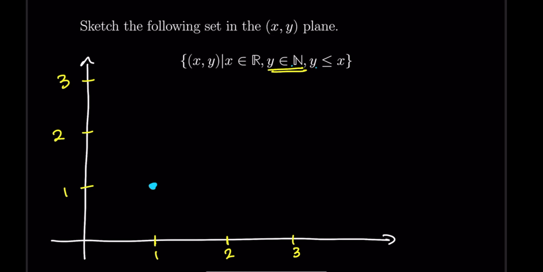Now let's go over here to x equals 2. So there are two natural numbers that satisfy the inequality y less than or equal to 2, and those will be the number 1 and the number 2. And then likewise, there are three natural numbers that satisfy the inequality y less than or equal to 3, and those are 1, 2, 3. So there we've graphed everything, not in this set, but everything where x is a real number.